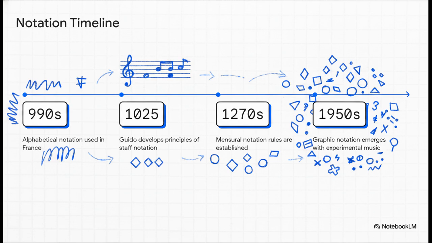In the 990s, they were just using basic alphabet notation. By 1025, Guido gives us the 4-line staff. Then jump all the way to the 1270s, and we get strict shape rules for rhythm. And then a massive leap to the 1950s with graphic experimental scores. It shows you that what we think of as standard sheet music didn't just pop up overnight. It's actually the result of a continuous millennium-long technological race to solve very specific communication problems.